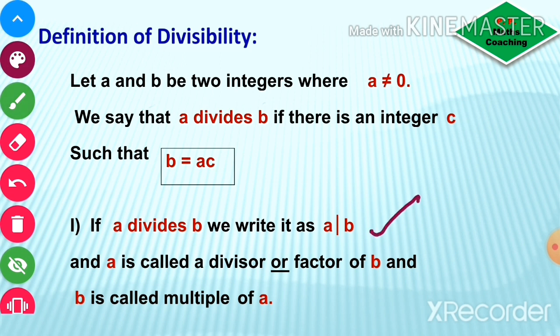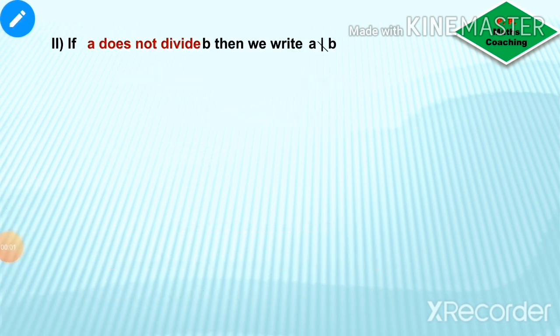a vertical line b, and a is called a divisor or factor of b. As a divides b, a is called the divisor or factor of this integer b, and b is called, obviously, a multiple of a. Now move to next. If a does not divide b, then we write a not divide b.